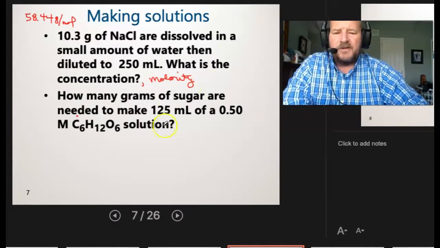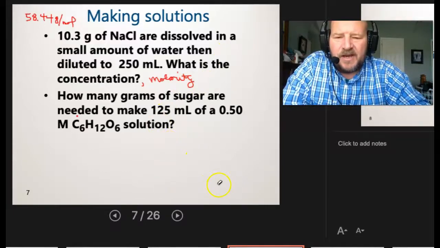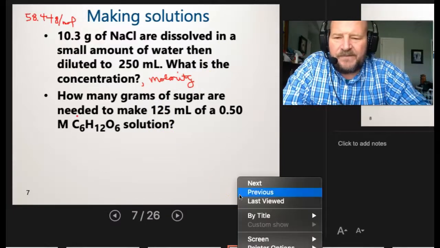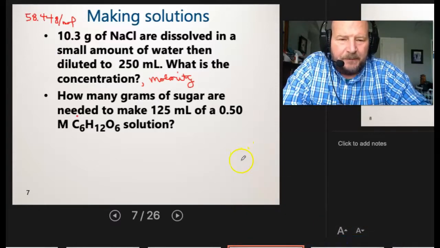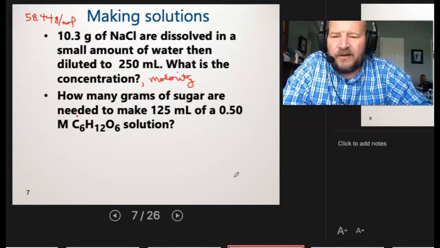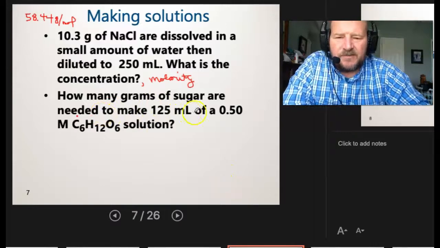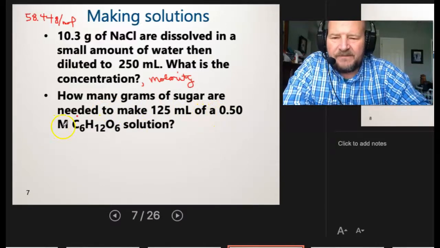All right, how many grams of sugar are needed to make 125 milliliters of a 0.5 molar sugar solution? I'm going to tell you to go ahead and pause the video and give it a try. And then once you have an answer, push play and see how you did. All right, so hopefully you've pushed play now. You've got an answer in front of you. How many grams of sugar are needed to make 125 milliliters of a 0.5 molar sugar solution?